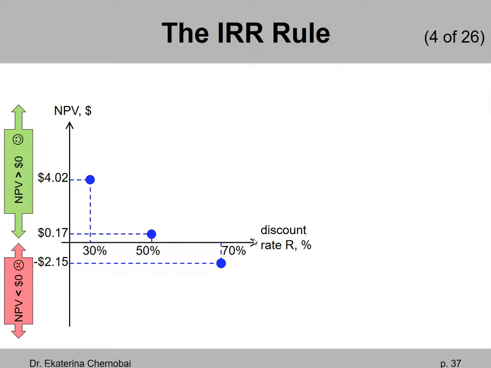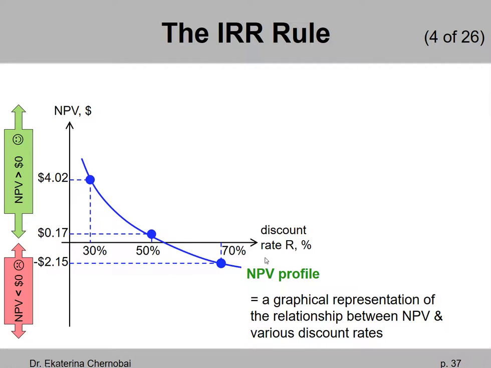So if we tried a few more discount rates, then we would keep adding more and more points. And all of them could be connected with this downward sloping curve. We call it the NPV profile, the net present value profile. So this downward sloping line shows that the higher the discount rate, the lower the net present value.